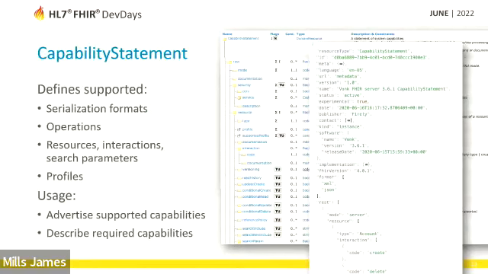Then we have the capability statement. If you have a RESTful API, a FHIR server always needs to provide a capability statement whenever it is requested. That capability statement describes all those conformance resources, all the operations that it supports, the resources, the profiles, interactions, search parameters. So that's one way to use the capability statement. But of course, you could also use it to define which capabilities should be supported by a system and add it to your implementation guide.